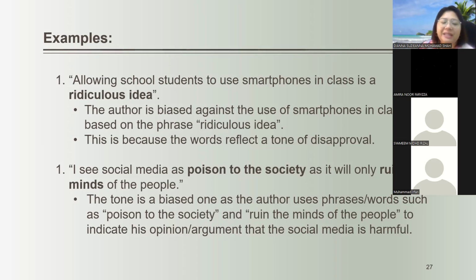Okay, right. And then the next one: "I see social media as poison to the society, as it will only ruin the minds of the people." Definitely, this shows that the author is being biased, because they mention that social media is poison to the society, where some of you might say that social media is the savior because you are the TikTokers, you are the Insta famous, Facebook users, for example, and you are using your social media to interact with your friends. Hence, you're not going to say that social media is the poison to the society, but social media is going to be the savior of your own life, for example.